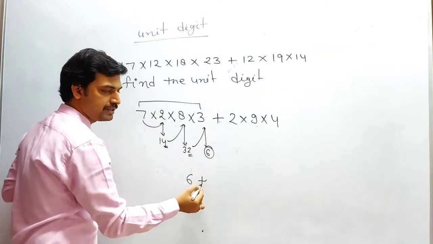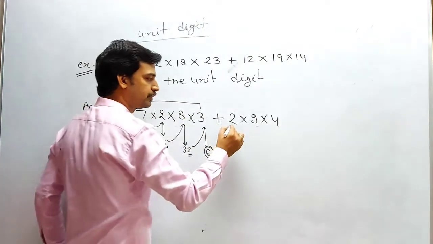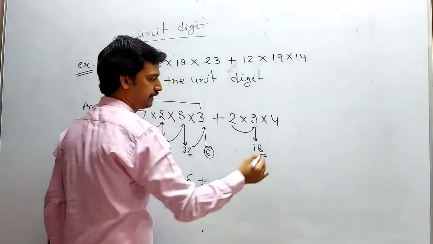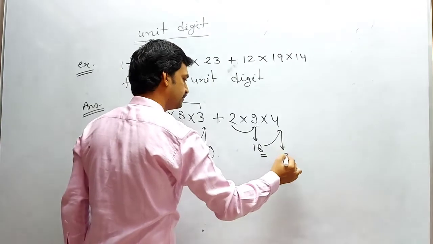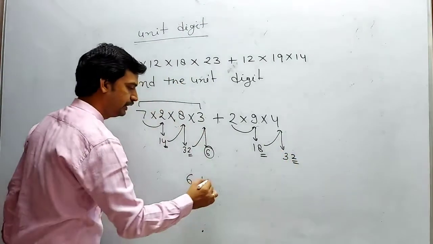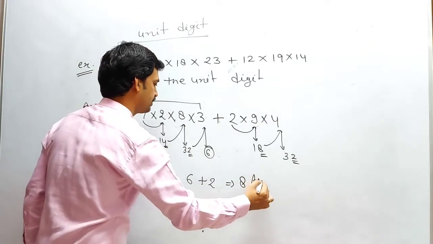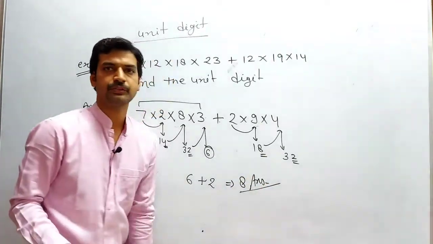Again, this is plus, so we'll use the plus sign. Now 2 into 9 is 18, but we'll use only 8. So 8 into 4 is what? 32, but we'll use only 2. 6 plus 2 is equal to 8. 8 is the unit digit of the given expression, and that is your answer.